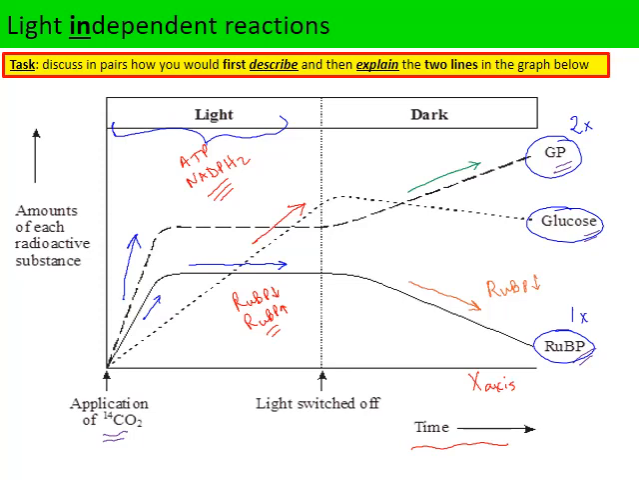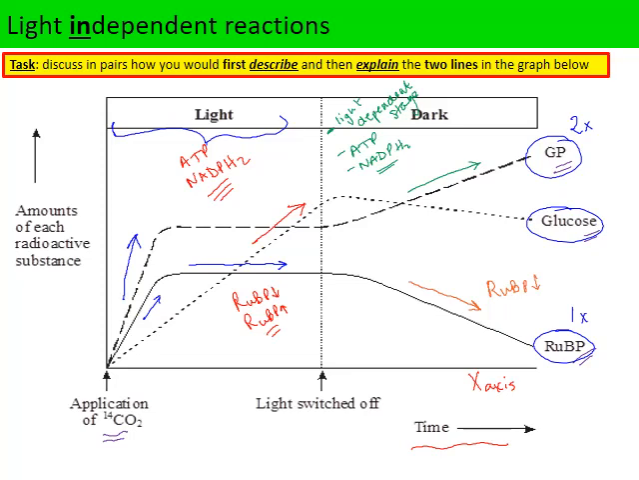However, because there's a lack of ATP and a lack of reduced NADP in the dark, because the light dependent stage is not taking place, so we could say the light dependent stage does not occur here. There's no ATP, there's no reduced NADP. So G3P is not being reduced to triose phosphate. And if there's no triose phosphate, there's no more glucose being synthesized. So that stops going up.